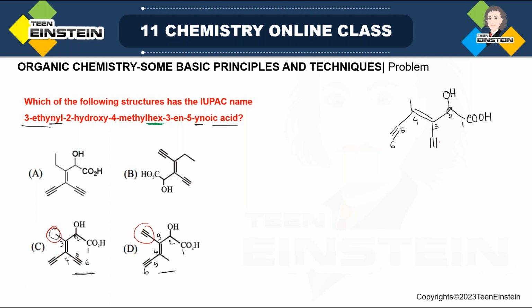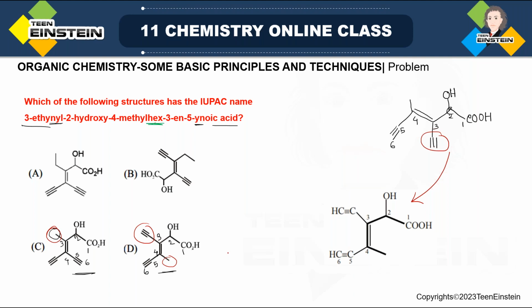ethynyl. But in our case, 3 position there is ethynyl, 4 position there is methyl. So it is actually matching with D. But if you want, you can also rotate the structure. As you can see, you can change the structure like this so that you can compare with the structure given in the options. That is up to you, whichever way you like it. Fine. So option D will be the correct option.